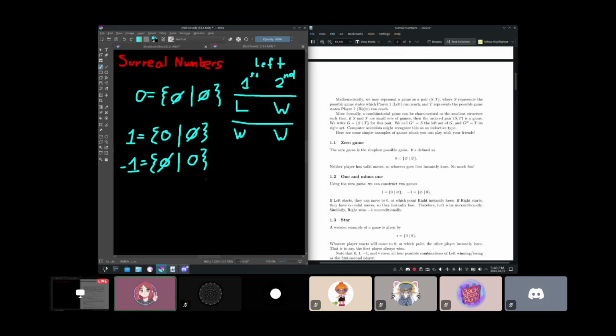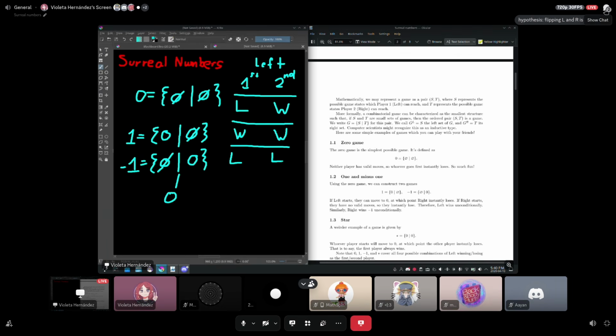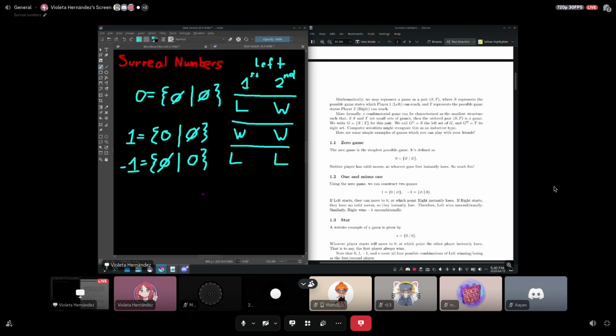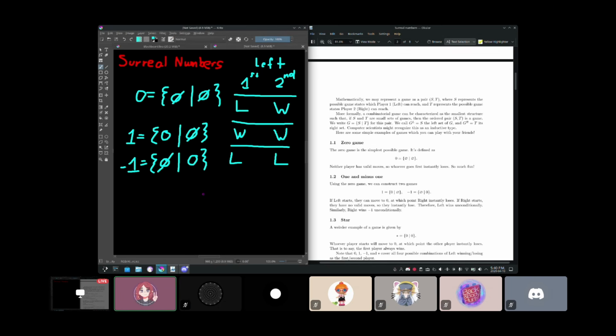So what happens here? Well, it's the opposite of what happened for 1. It makes sense, right? If left starts first, then they have no valid move, so they immediately lose. And if left goes second, then right moves to 0, and the left just loses. So those are 3 of the 4 possible different outcomes.